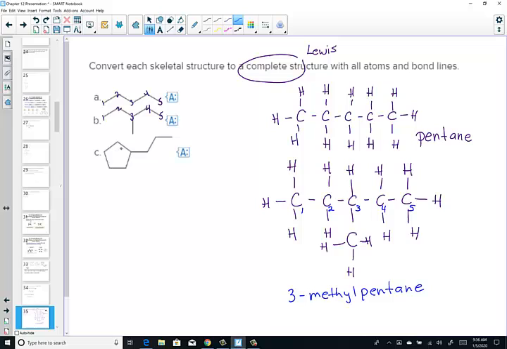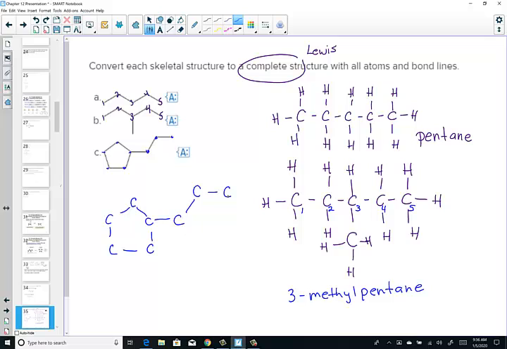And how about letter C? Letter C, I have 1, 2, 3, 4, 5 carbons in a cyclic structure. So that's that part. Off of this carbon, we see 1, 2, 3 more carbons. I'm just giving you that backbone of what it looks like.